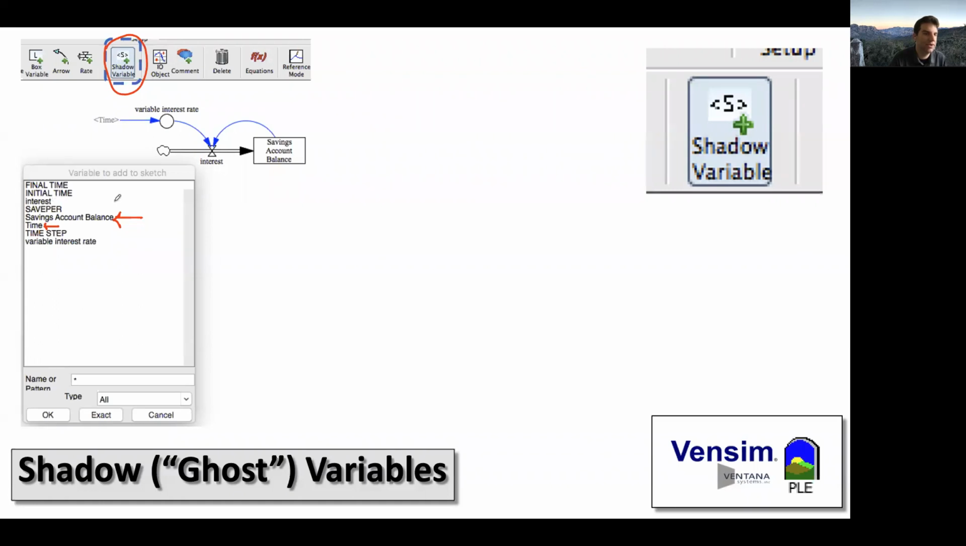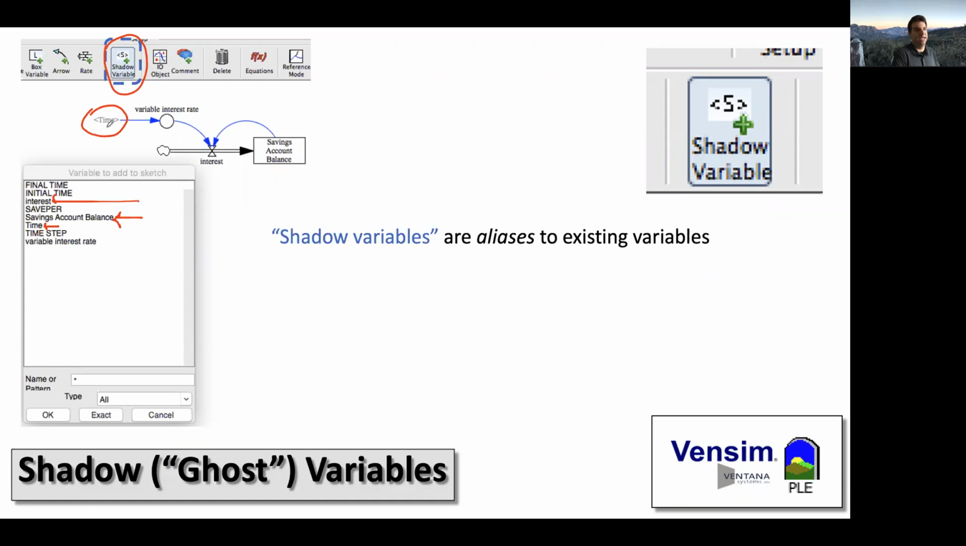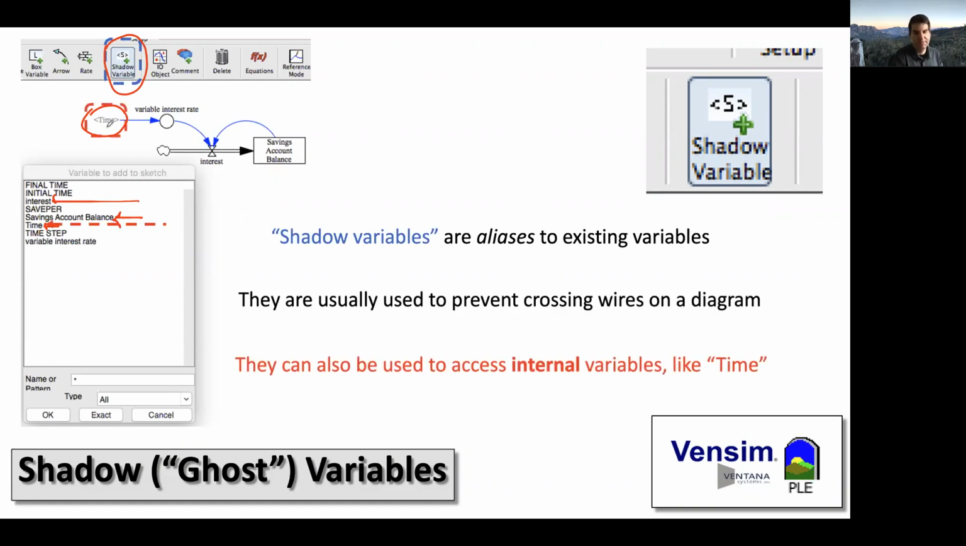So the variables you create are already in here. And so if you say you want to create one of these shadow variables, it will draw it in this kind of lighter color, and then you can wire from it. And that's identical to wiring from the original thing that it's mirroring. And so in this case, this gives us access to time, which allows us to create things like time varying interest rates.